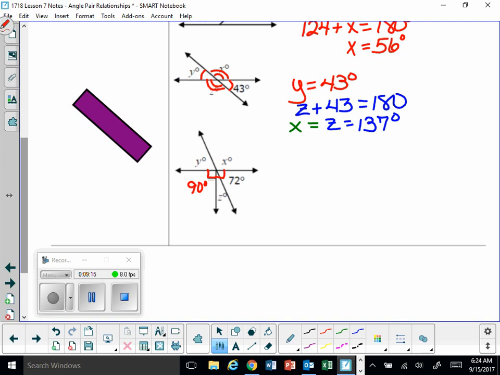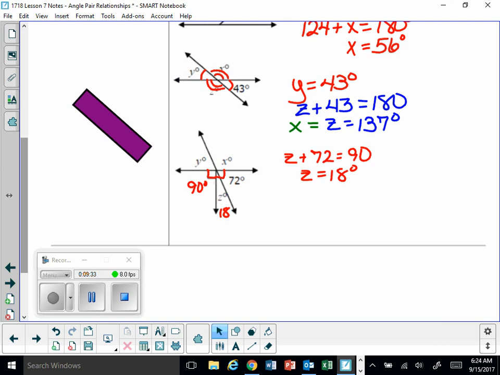And that means Z plus 72 equals 90 degrees. So Z is going to be 18 degrees. I'm going to label that on my diagram. Okay, the second thing I notice is that 72 and Y are vertical angles, so they're congruent. Okay, and then this leaves me with trying to figure out X.